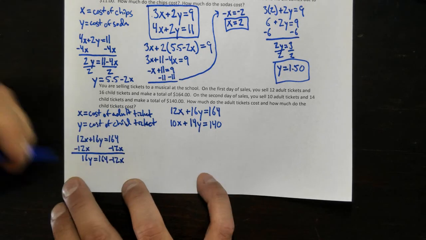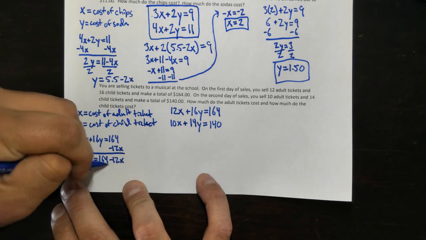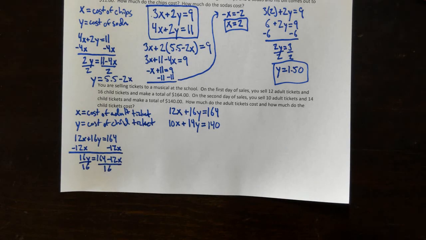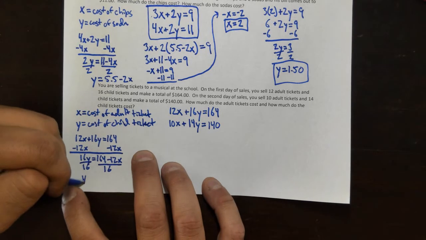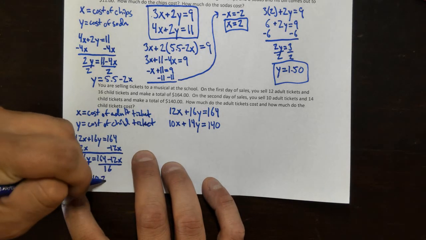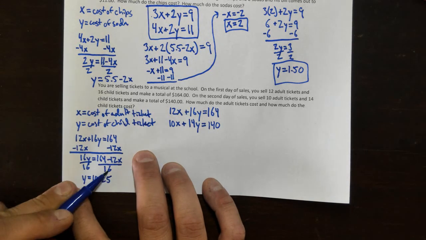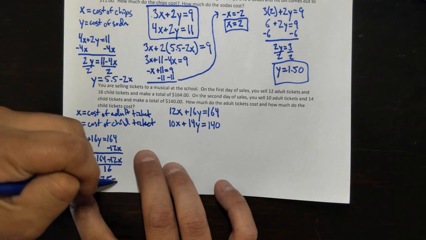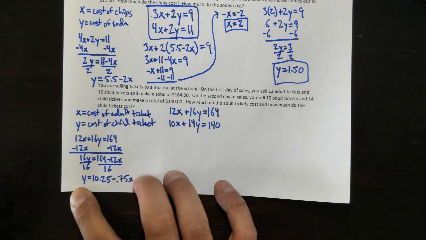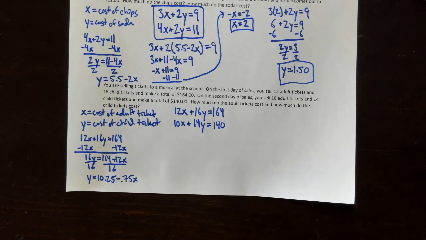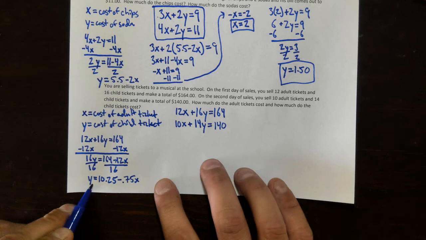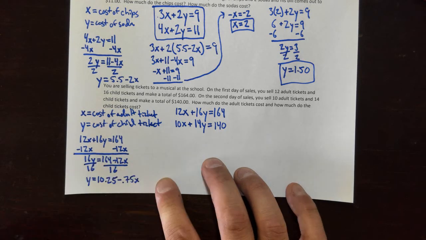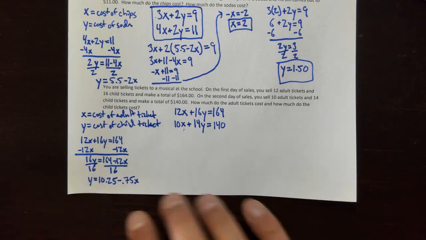And then divide both sides by 16. So 164 divided by 16 is 10.25. So y equals 10.25 minus 12 divided by 16, which is 0.75x. Awesome. Now that we solved for the variable, let's plug that variable into the other equation. And that's where it's important to plug it into the other one. So now let's plug it into the second one.